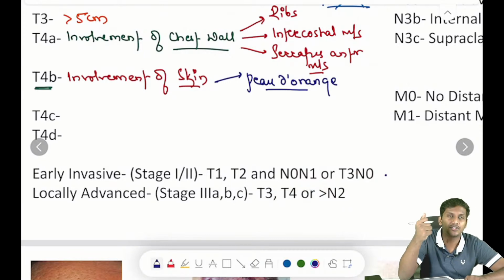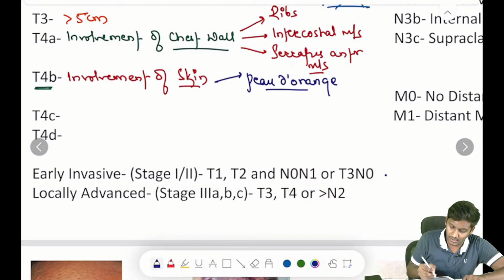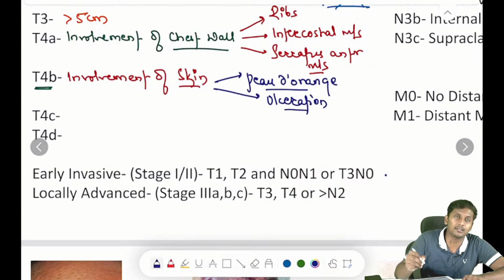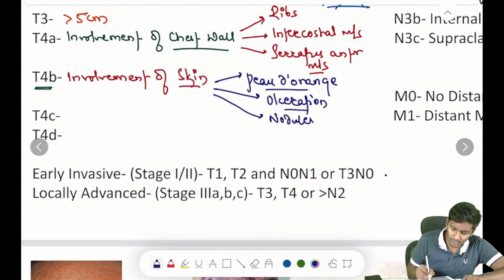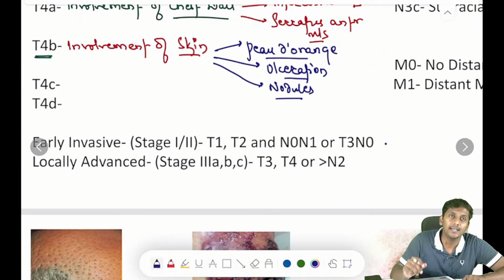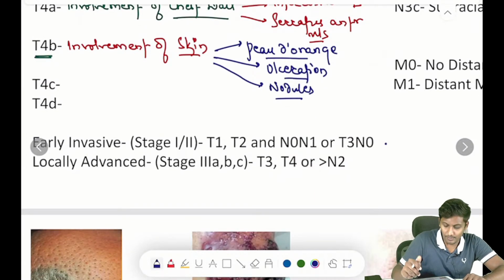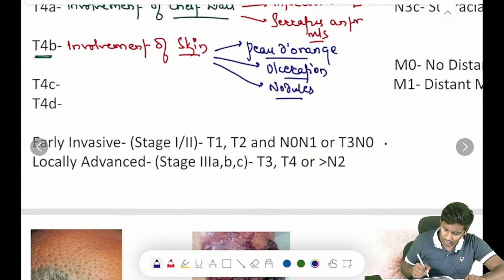That is peau d'orange. Peau d'orange is nothing but orange peel-like appearance of the breast skin. I'll talk about that. So peau d'orange is definitely considered as skin involvement. Second, definitely if there is any ulceration of the skin. Yes, ulceration of the skin is considered skin involvement. And lastly, nodules. If there is any presence of nodules over the skin, it is also considered as skin involvement. Which nodules? Satellite nodules usually they will say.